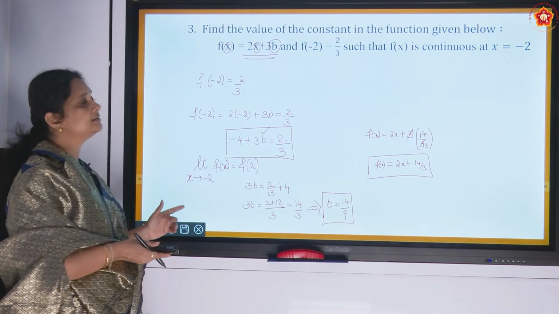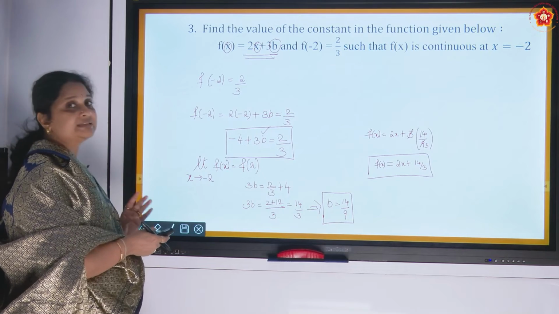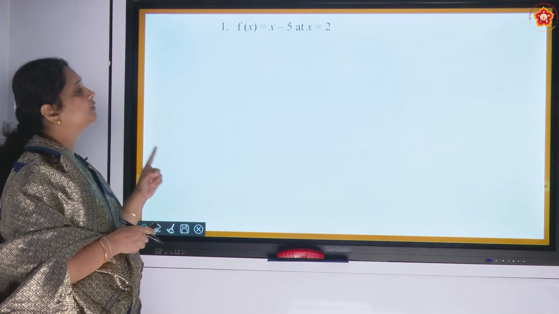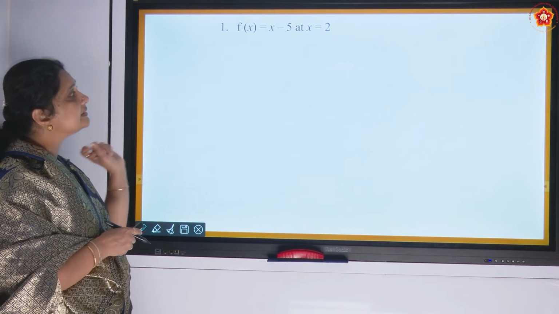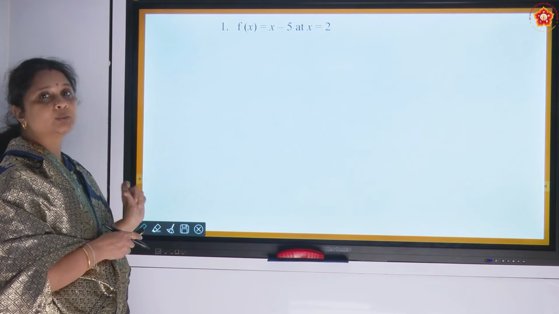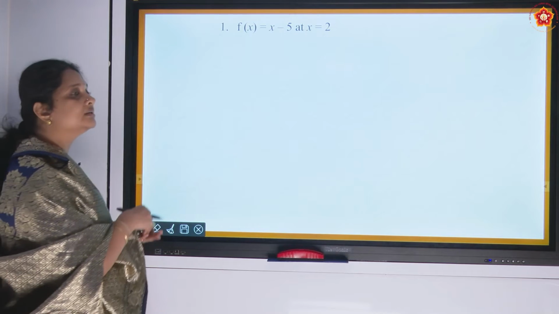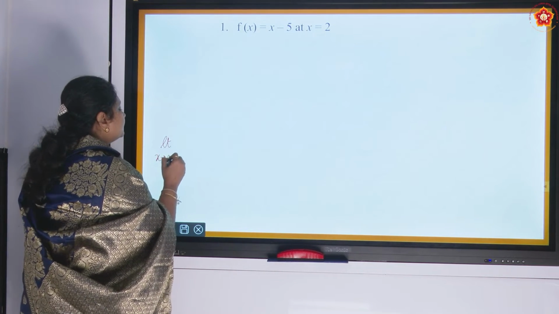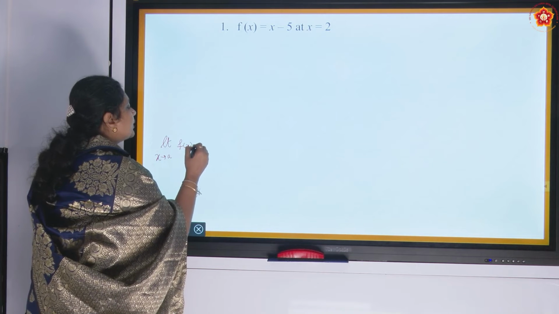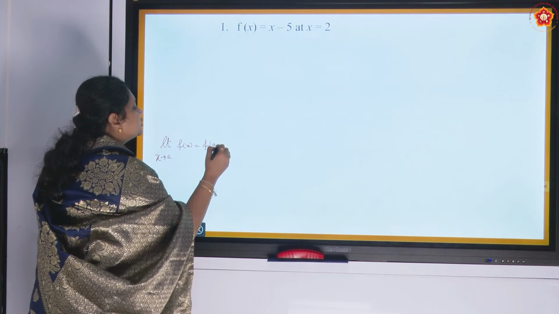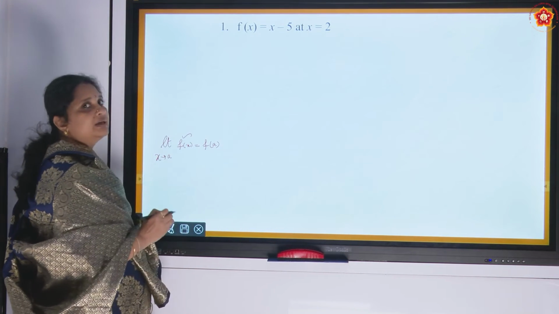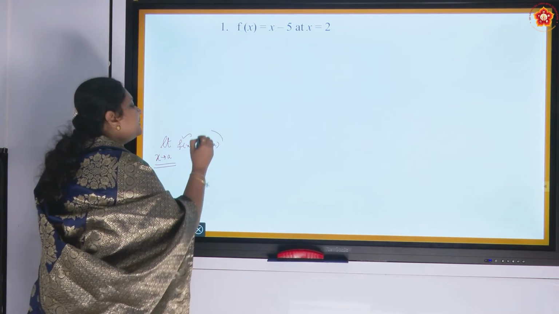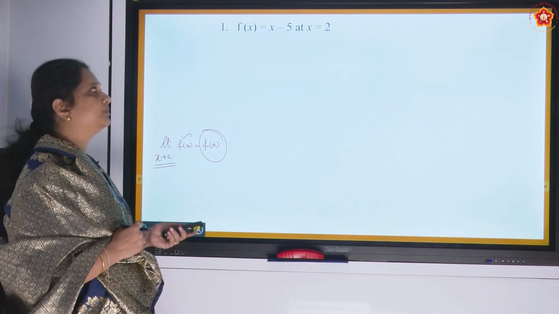So today's class, we've dealt with three types of questions. The first question was that we tried to understand whether a simple function is continuous at a given value. So what is the rule of continuity? Limit x tending to a, f of x is equal to f of a, then this function f of x is said to be continuous at a. So the limit has to exist and that should be the function value at that particular point.